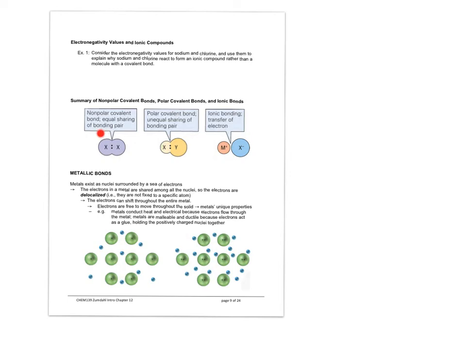So we have nonpolar bonds where two atoms are sharing evenly. We have a polar bond where one atom is sharing unevenly versus the other. We have an ionic bond where one atom is taking the electrons, the other is giving it, and there's a positive and negative attraction between the two.